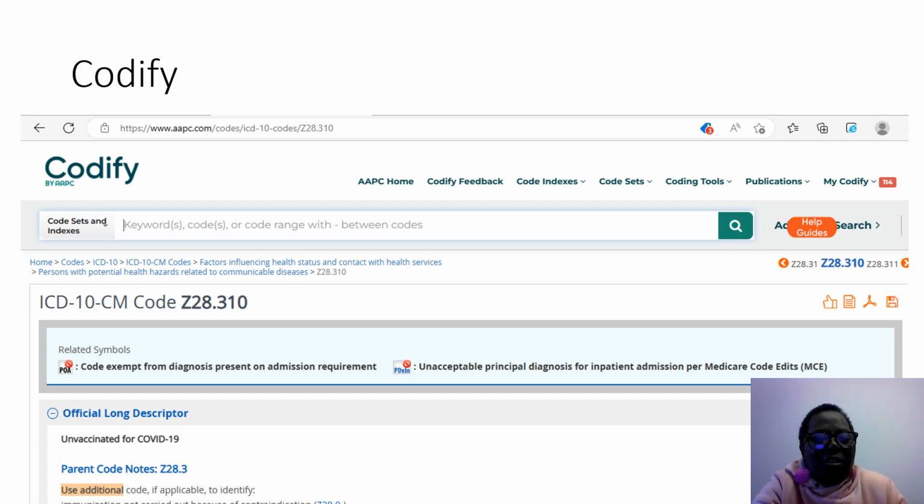And also just make note, for those of you who are coding in the inpatient setting, that there are some stop points here. For example, the present on admission diagnosis, this code should not be assigned. The code is exempt from the diagnosis present on admission requirement, and then your principal diagnosis. So this is an unacceptable principal diagnosis for inpatient admission per the Medicare code edits or MCE.